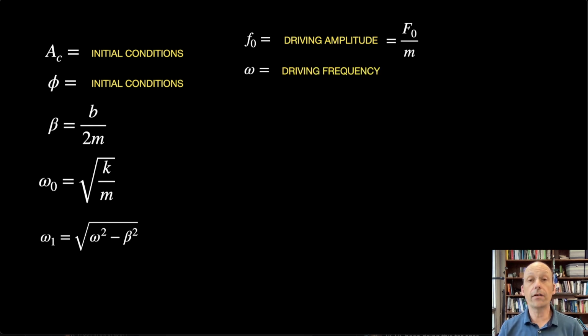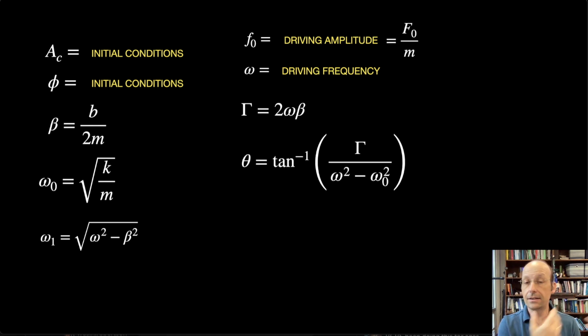Omega is the driving frequency, so we just picked that. Gamma is just a way to make things a little bit easier. It's just 2 omega beta. So we know what omega is. We know what beta is, right? And then theta is this thing that you have to calculate. It's the inverse tangent of gamma over, not square root, omega squared minus omega naught squared. Remember, those are backwards because we had 2 negatives. But that's it. That's your cheat sheet right there.